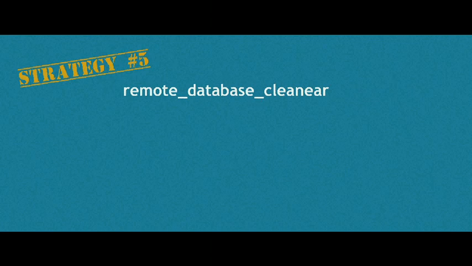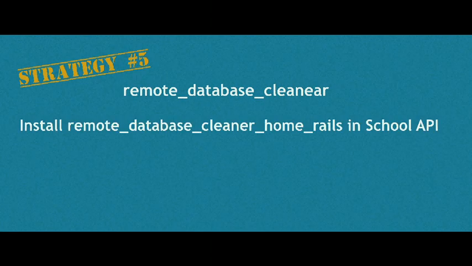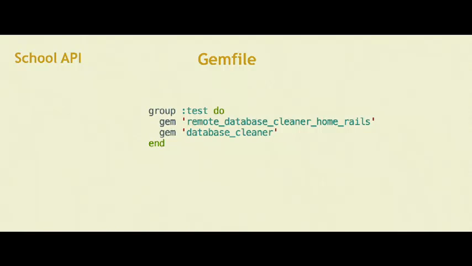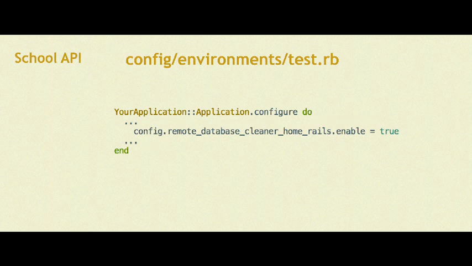So we have to install Remote Database Cleaner Home Rails in the school API application. We add it to the gem file. Database Cleaner has to be included. We enable it in the environment in which we want it to work. In this case, it's in the config environment's test. And then we give it a route, and it's Remote Database Cleaner. And then we install Remote Database Cleaner in the web client. So we add it to the test group.